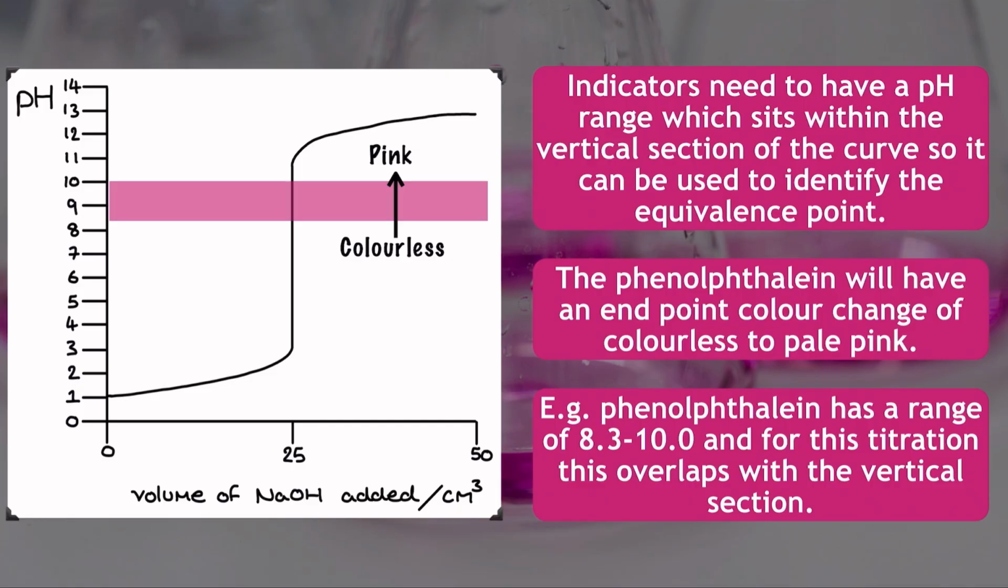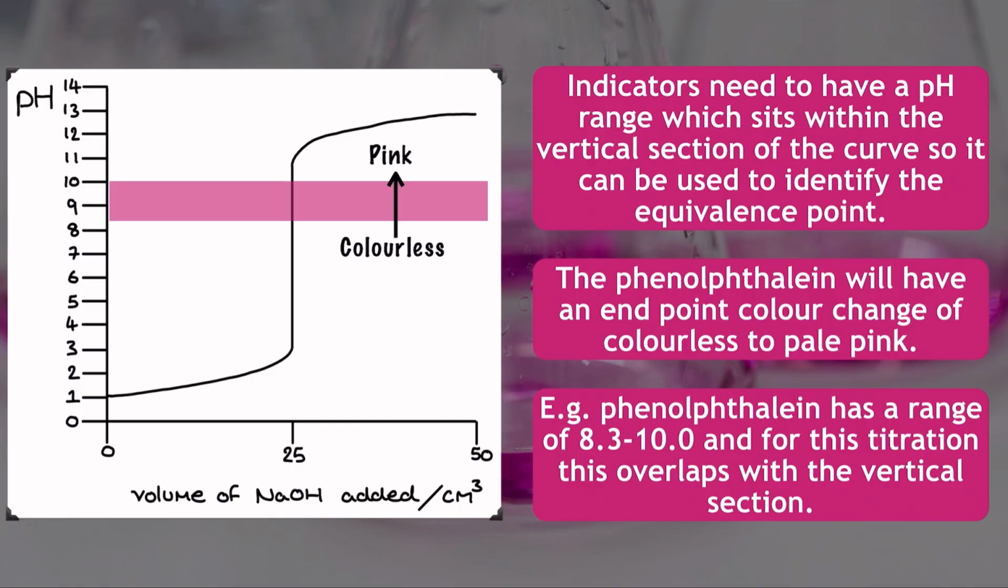Generally speaking, the broader the vertical section is, the more choices you've got when it comes to the choice of indicator. The phenolphthalein would not have been a very good choice of indicator for the strong acid weak base titration that we looked at on the previous slide, because that vertical section was limited to a pH range of 3 to 7. That means the end point of the titration, which would be observed when the indicator changes its colour, would not be seen at that vertical section. And so we would completely bypass the equivalence point altogether.